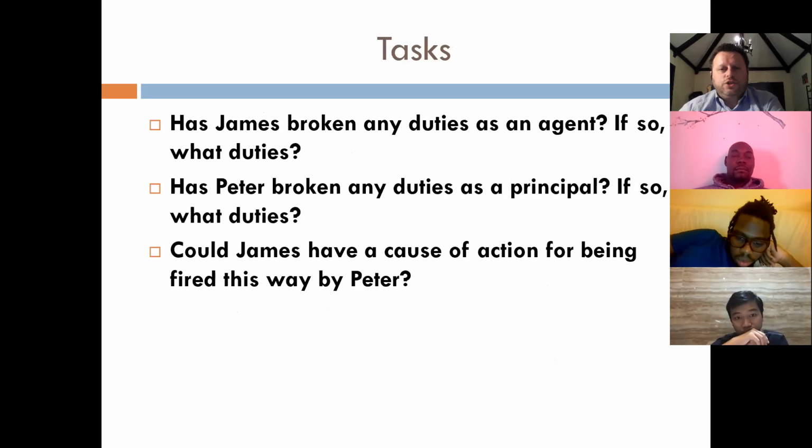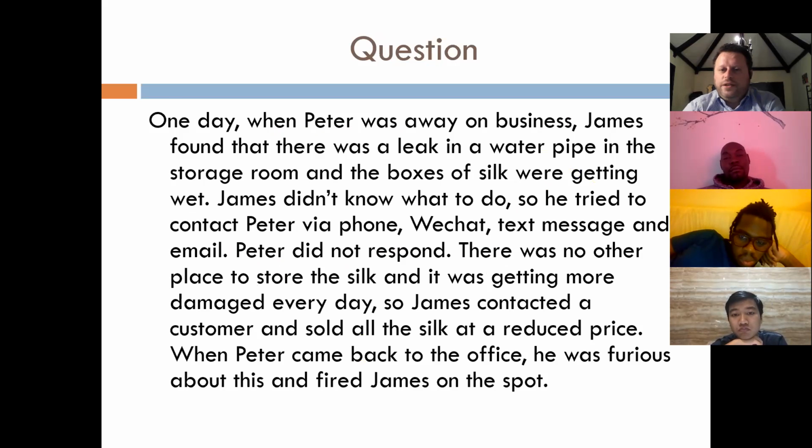And here were the questions. Has James broken any duties as an agent? Has Peter broken any duties as a principal? We already looked at these. And could James have a cause of action? Again, this means a reason to sue someone for being fired this way by Peter. So what happened in this part?